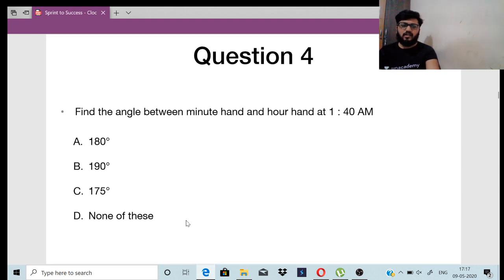Chalo, the next question. Find the angle between the minute hand and hour hand at 1:40 a.m. Here are the four options. Solve this question.